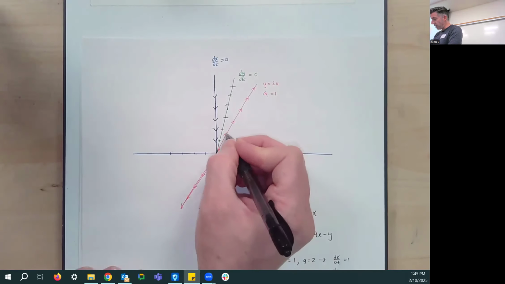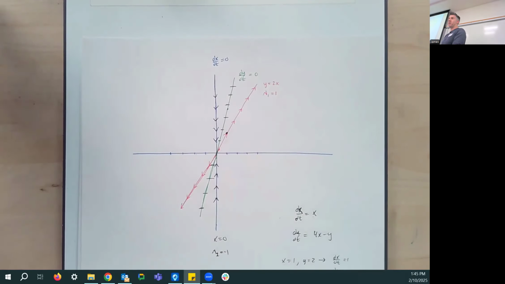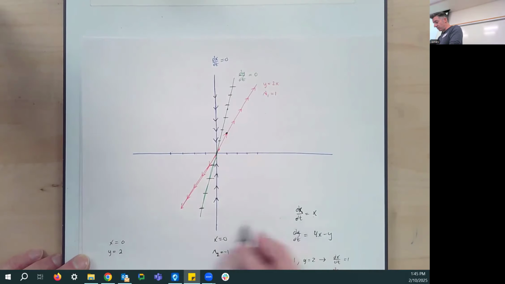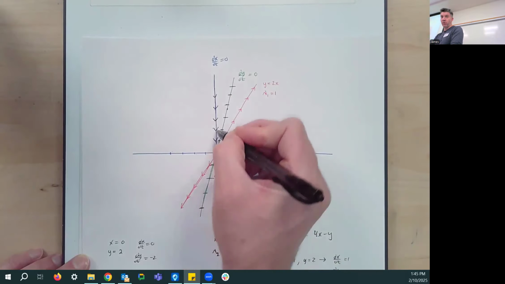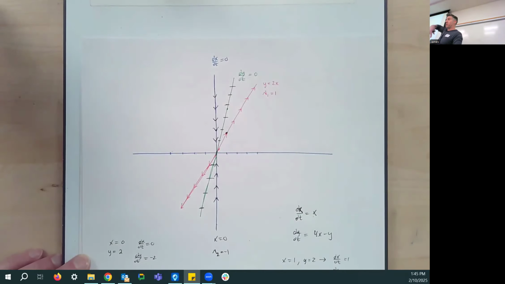So if we start right here, we're going to point exactly that way. And similarly, if we plugged in, say, x equal to 0 and y equal to 2, dx/dt would equal 0, and dy/dt would equal negative 2. So if we start at the point (0, 2), we're going to be pointing in the downward direction because our vector is (0, negative 2).